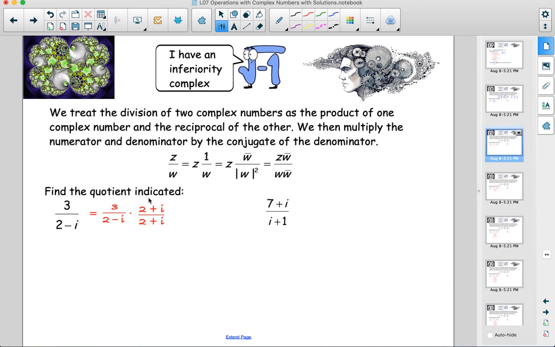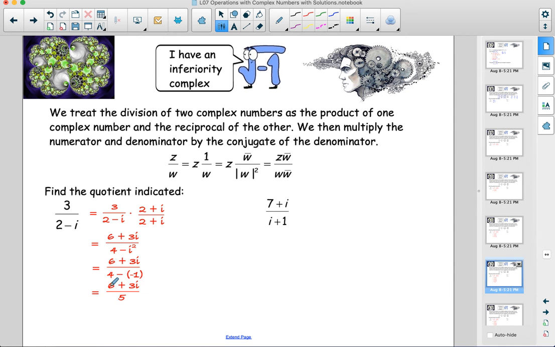That's going to be 6 plus 3i. And I suppose we could just jump to 2 minus i squared. We're going to get 2 plus 2i minus 2i minus i squared. I'm just jumping now straight to 4 minus i squared. Now 4 minus i squared is going to be 4 minus -1. So 4 minus -1. That's going to give us 6 plus 3i over 5.